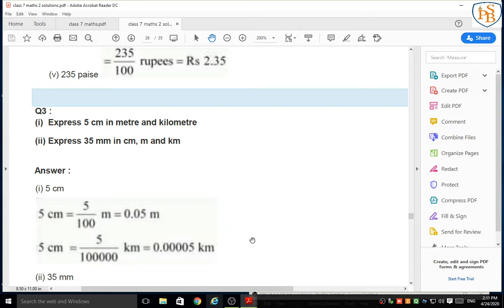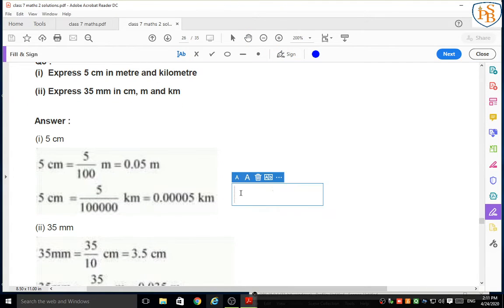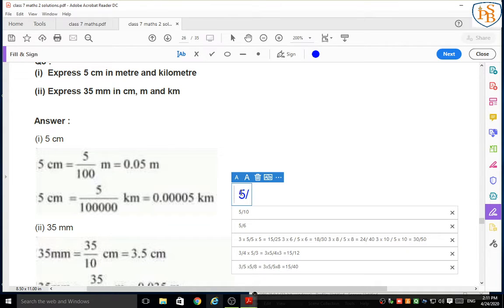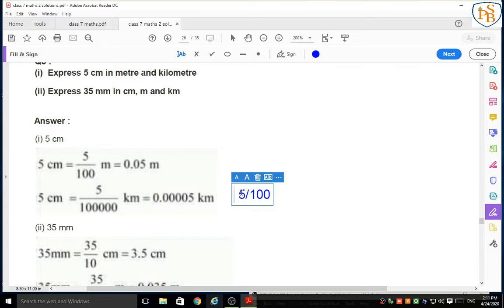And for 5 centimeter to kilometer, I will write here 5. First we have to convert centimeter into meter. So 1 meter is equal to 100 centimeter, so I will write here 100. Now again we have to convert it into kilometer. So 1 kilometer is equal to 1000 meters, so I will write again here 1000. So my answer will be 5 upon 1 lakh.